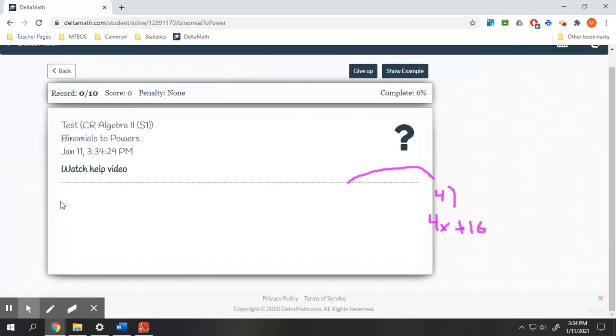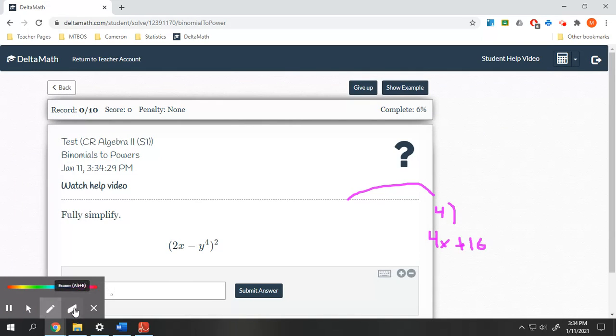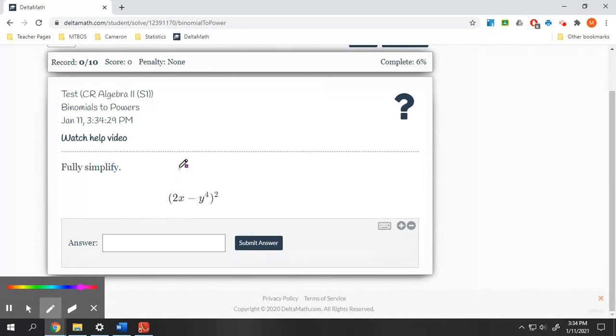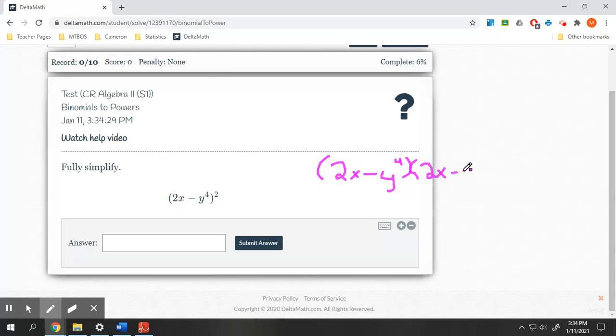All right, now last one, binomials with powers. When I look at this, we are going to go about this in the same manner, but we just got to be careful of our exponent rules. If I have 2x minus y to the 4th squared, well, yet again, we have 2x minus y to the 4th times 2x minus y to the 4th. All right, so let's do this one together. So here we go, 2x times 2x. Well, 2 times 2 is going to be 4, and then x times x is x squared.